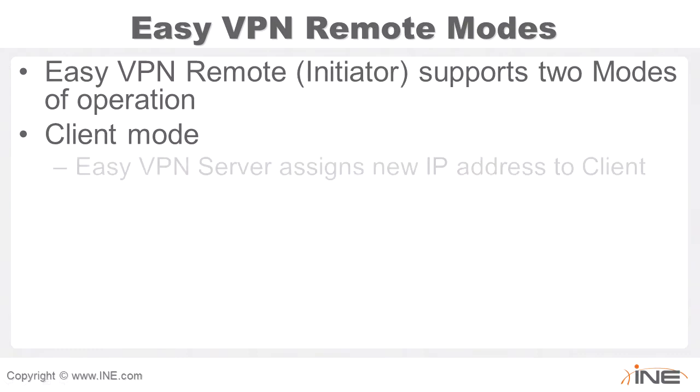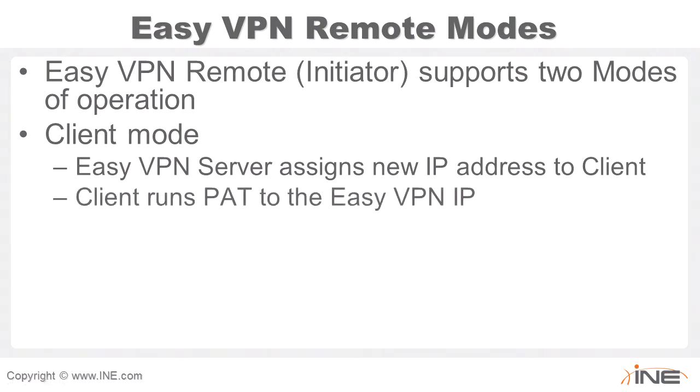This is when the EasyVPN server is going to assign a new IP address to the client. Then the client is going to run a network address translation and port address translation to this new IP address when traffic is sent over the VPN tunnel.